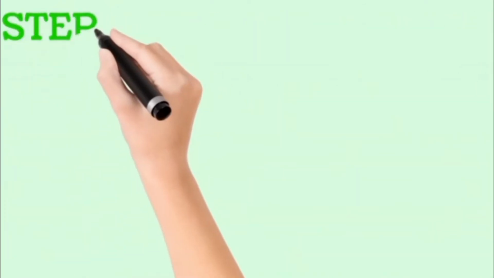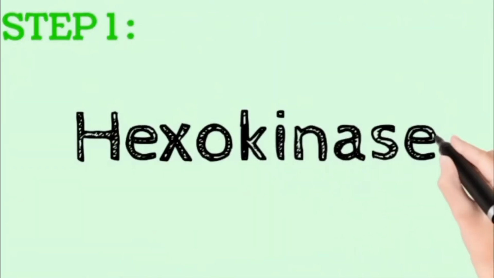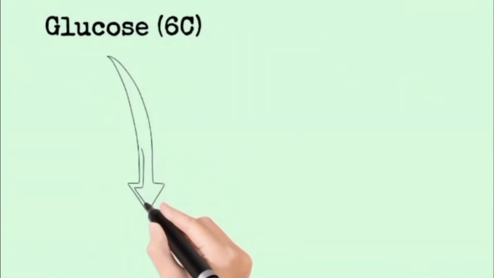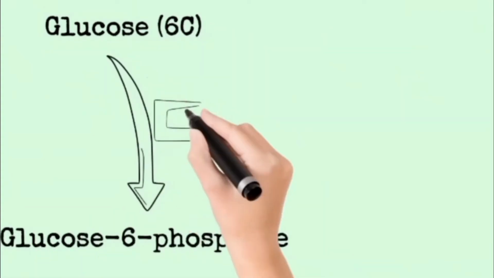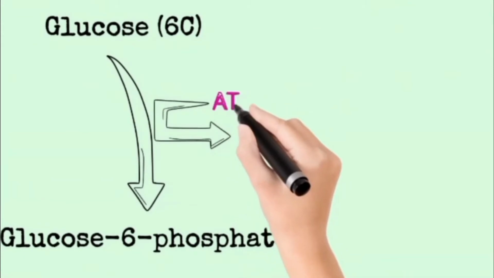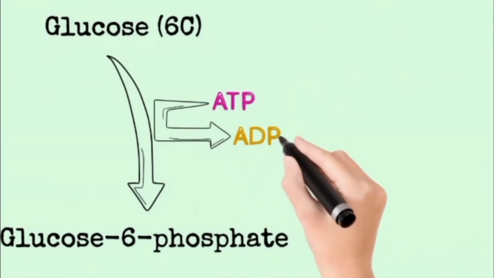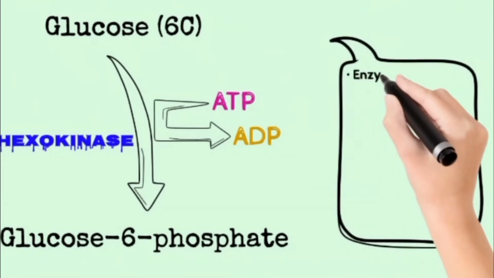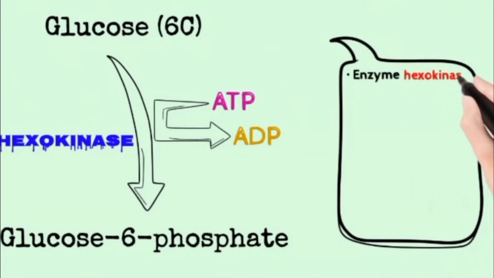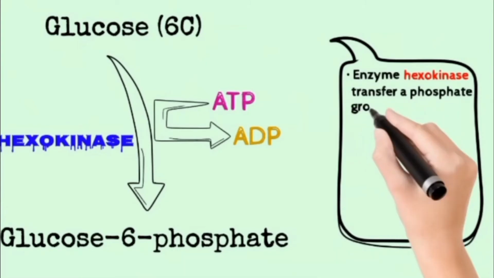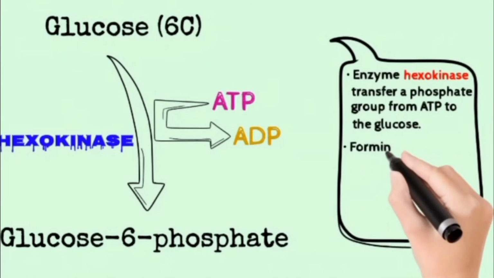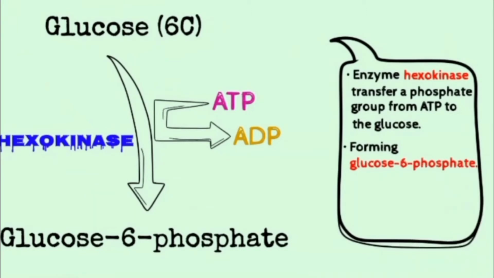In step 1, the enzyme used is called hexokinase. ATP consists of 3 phosphate groups. In this step, one of the 3 phosphate groups from ATP is transferred to the glucose by the enzyme hexokinase, thus forming glucose 6-phosphate. The ATP then leaves as ADP.